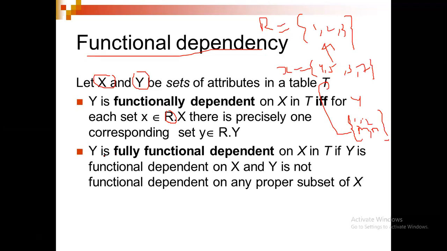And when I say Y is fully functionally dependent on X in table T, if Y is functionally dependent on X and Y is a subset of X, so here is the subset, from this only the parts are coming over here. Then whatever the data is, we are displaying Y. If it is in the table and the table is related to X, then it is a fully functional dependence.